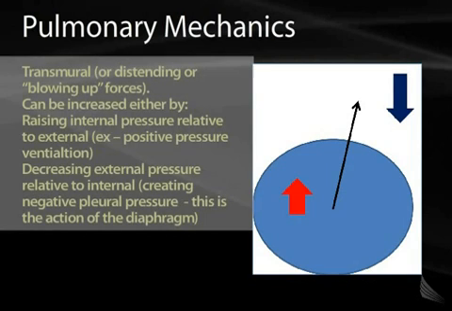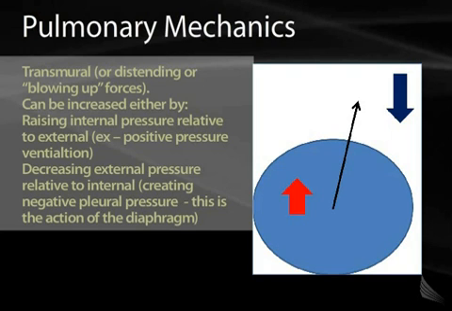The transmural, the extending or blowing up forces, can be increased either by raising the internal pressure relative to the external pressure. This is what happens when we give mouth-to-mouth resuscitation or we put somebody on positive pressure ventilation, as in the ICU. We push air into their lungs to increase the lung volume to blow up the balloon.